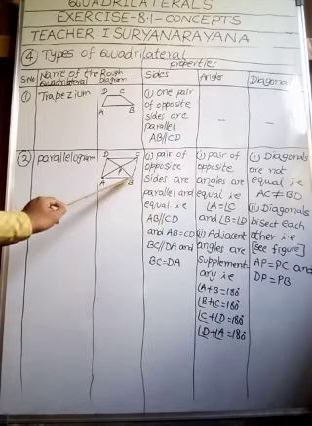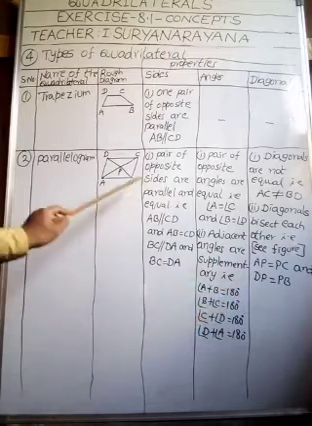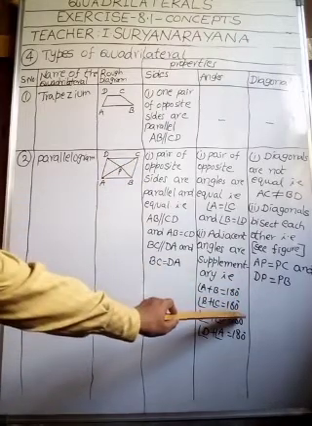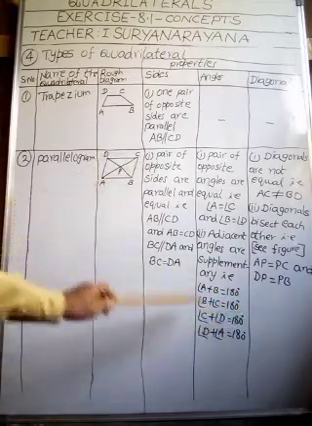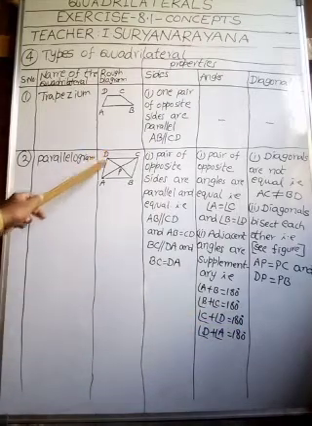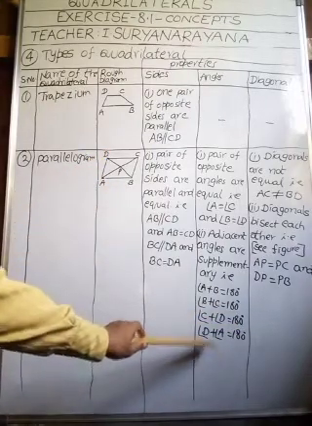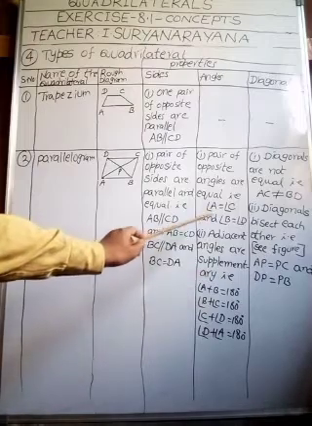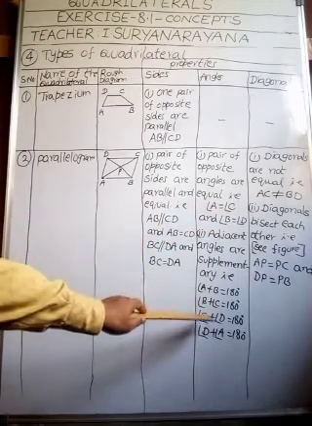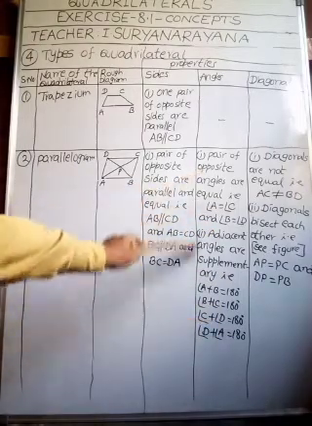So, angle A plus angle B is equal to 180 degrees. Angle B plus angle C is equal to 180 degrees. Angle C plus angle D is equal to 180 degrees. Angle D plus angle A is equal to 180 degrees. These are the properties of angles of a parallelogram. Okay, my children, remember these two points.